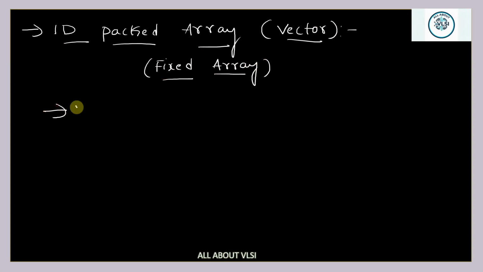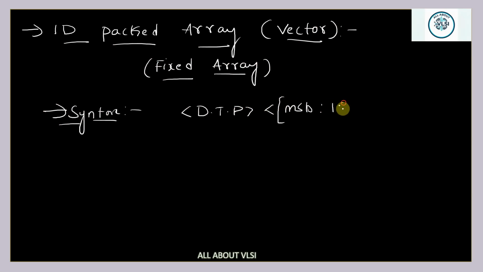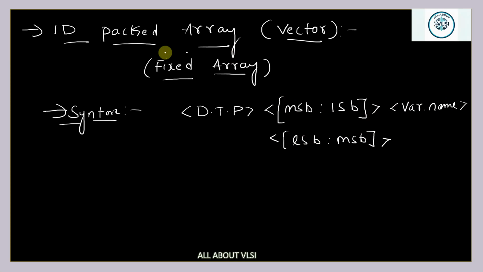Coming to the syntax of the fixed array, how to declare it: first of all you need to mention the data type. Next you need to mention the size. How to mention the size? MSB down to LSB, or else you can also mention LSB to MSB, depending upon the endianness, followed by the variable name. So this is how you are going to declare your array. That is nothing but my 1D packed array, which is also similar to your vector in Verilog.